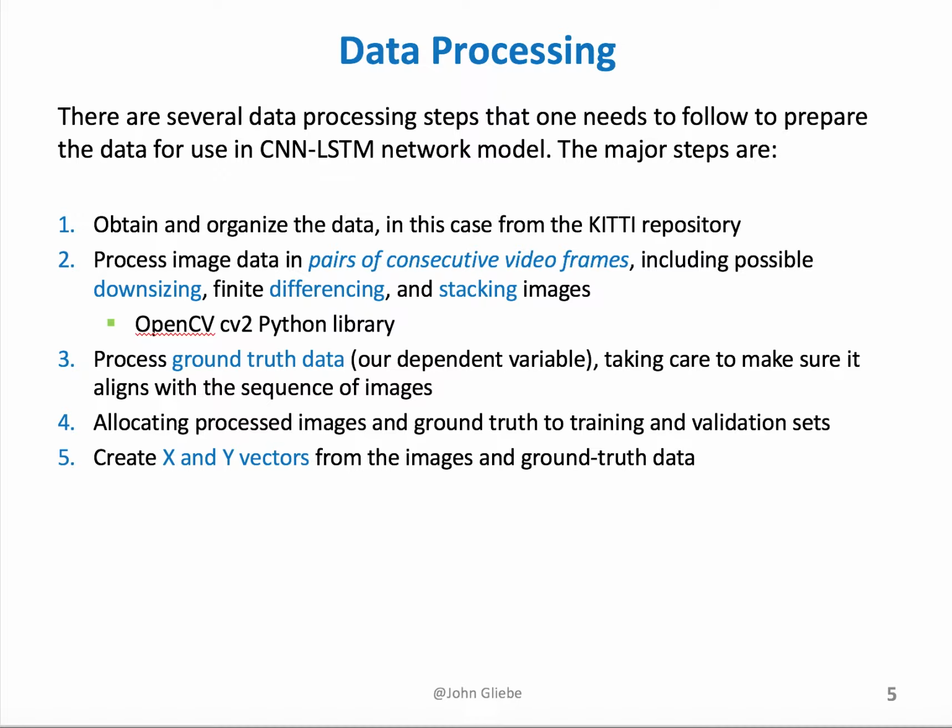In addition, you need to process ground truth data, which is in the form of a text file with 1 observation per line and no headers, no line numbers, and you need to make sure that it aligns with sequences of images. Ordering is all important. Next, you need to allocate the processed images and ground truth to training and validation sets. Before you can actually model this, then, you need to transform the images into vectors and the ground truth text files into vectors for your X and Y inputs.